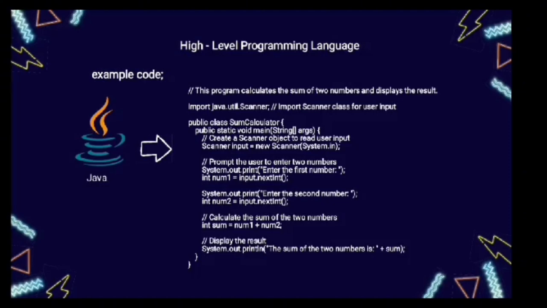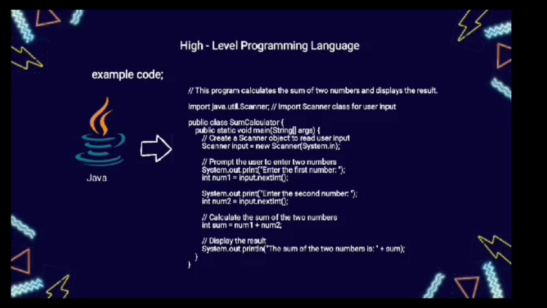Creating a scanner object. Create a scanner object called input to take input from the keyboard. Scanner input equals new Scanner(System.in). Then prompt the user to enter the two numbers. System.out.print "Enter the first number." The program provides a message telling the user to enter a number. int num1, for the first declared variable, equals input.nextInt(). The input.nextInt() reads the number entered by the user and stores it in a variable.